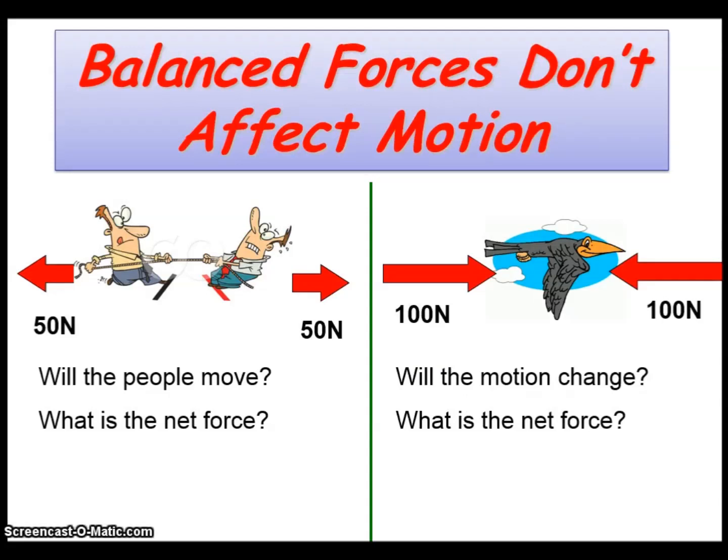On the first picture on your left, you see the character with the rope pulling at 50 newtons and the one on the right pulling at 50 newtons. Will the people move in this particular example? Remember, equal forces do not create motion. The bird on the right is flying to the right, and the amount of wind resistance, or air resistance, is equal at 100 newtons each. Think about, will this cause a change in the motion?